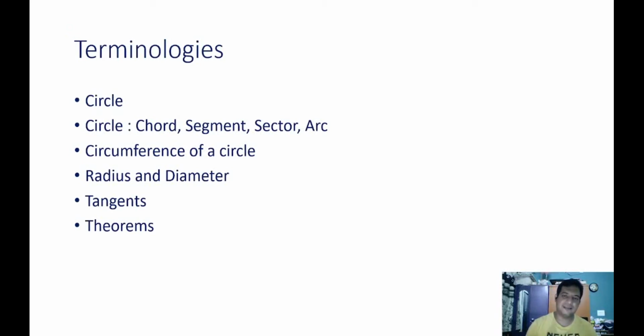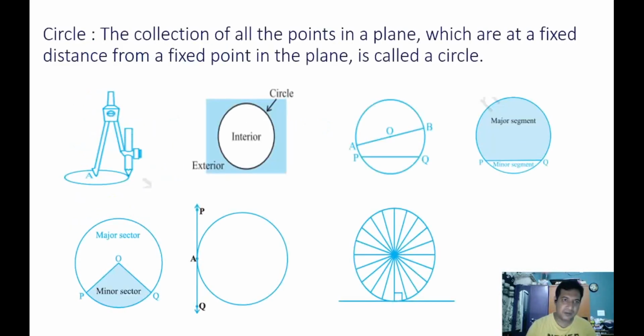So what exactly is a circle? We'll be learning about it, the different terms associated in the circle like chord, segment, sector, arc. We'll also be learning about circumference of a circle, radius and diameter, tangents, and a few theorems to be focused upon. Quickly, what exactly is a circle? A circle is the collection of all the points in a plane which are at a fixed distance from a fixed point in the plane.